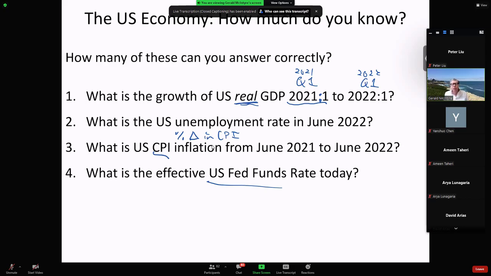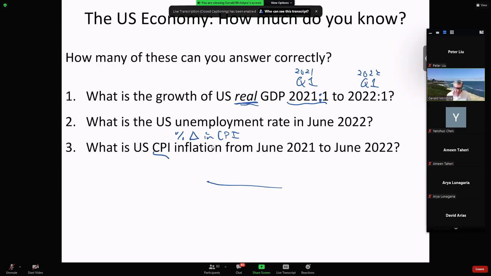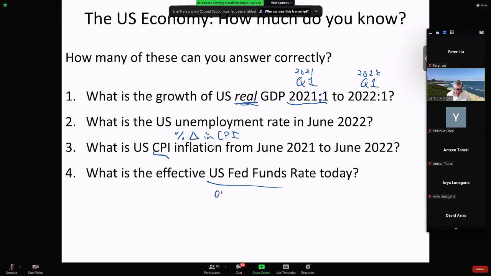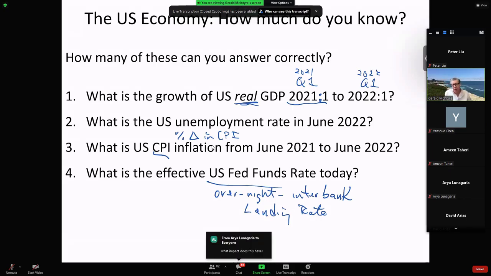So the effective federal funds rate is the overnight interbank lending rate. Or borrowing rate. It's what banks charge one another, as David said, for a one-night loan. And then that number is annualized. Okay. That's a good question from Arya. This is the baseline cost of funds to banks.